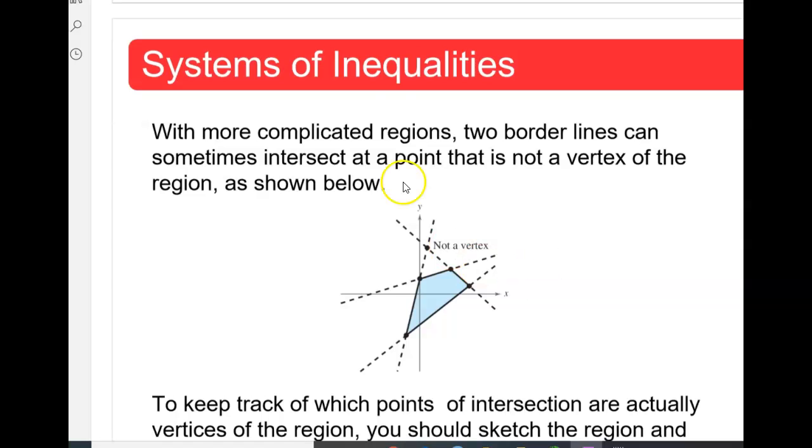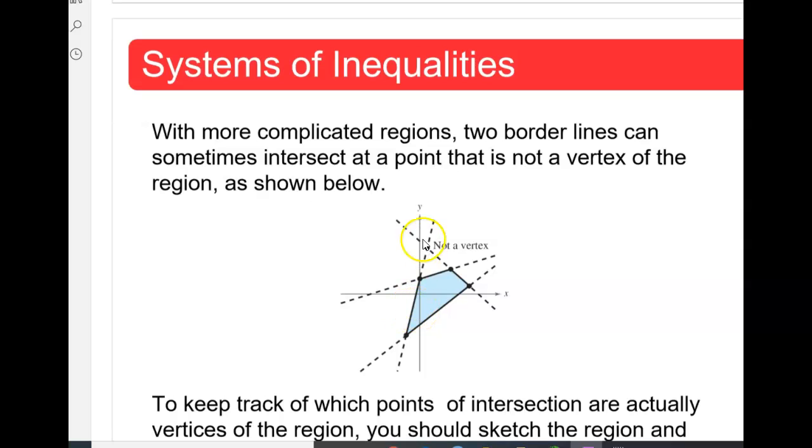And with more complicated regions, two border lines can sometimes intersect at a point that is not a vertex of the region, as you could see below. So for example, in this system, I'm going to count, we have 1, 2, 3, and 4 inequalities. So the intersection of all of those 4 is this irregular quadrilateral. It has 4 sides, but it's irregular because not all the sides are the same.